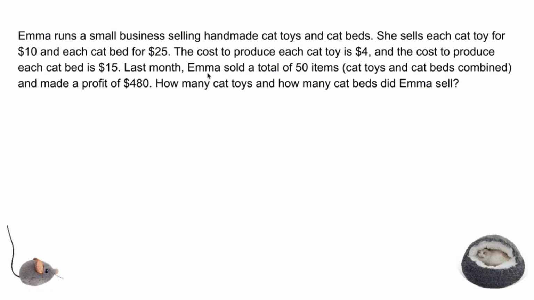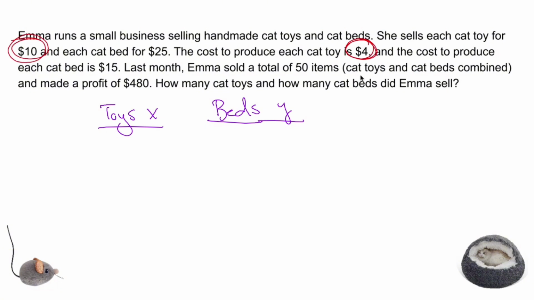All right, so we're looking at 2 things, cat toys and cat beds. There's a lot more numbers here than what we're used to. Let's call cat toys x, let's call cat beds y, okay? Now, let's focus on profit here. Cat toy she sells for $10, but each cat toy costs $4 to make, which means cat toys are going to be $6 profit.